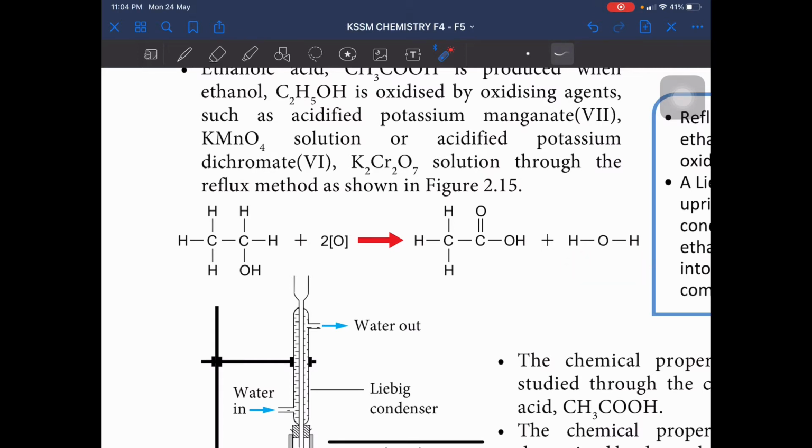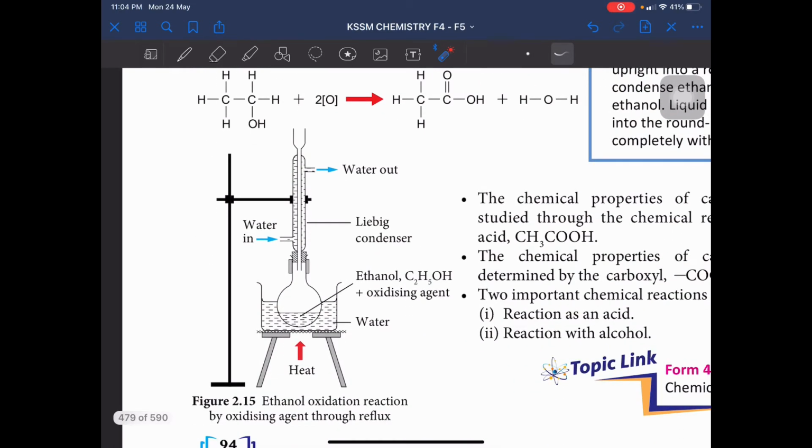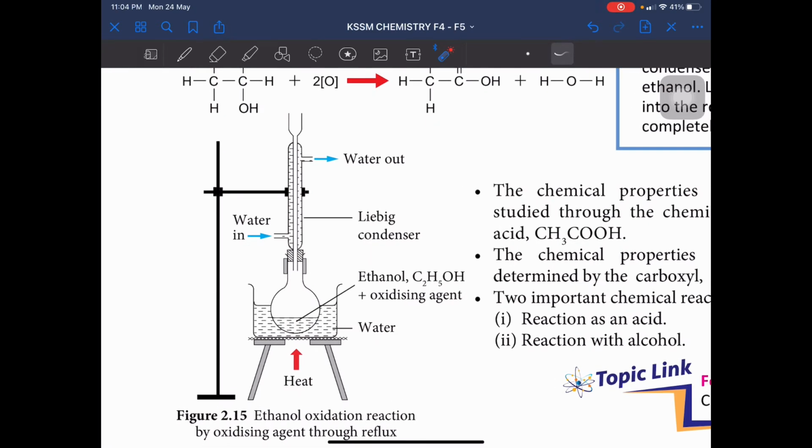So, this is how they produce ethanoic acid in the lab. Same goes to propanoic acid, butanoic acid, the same. Okay, so this is the ethanol oxidation reaction by oxidizing agent through reflux. So reflux, I showed you the experiment done by other teachers in the Google Classroom. I attached the link. I hope you watched it already. Now, water in and water out. Condenser, Liebig condenser in English.